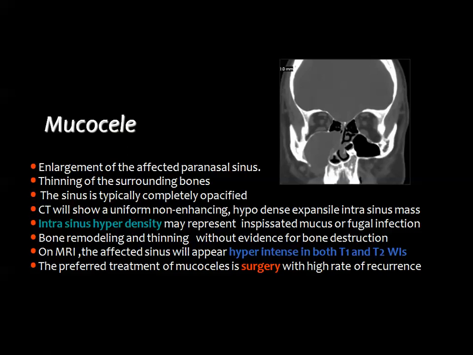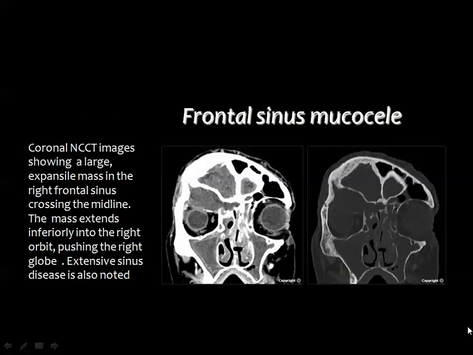And on MRI, the mucocele may appear hyperintense in both T1 and T2 due to the high protein content of the retained secretions. And the treatment of choice for mucoceles is, of course, the surgery. And here you see bilateral maxillary sinusitis and the frontal or frontoethmoidal mucocele. The sinus is expanded and the wall is rarefied. And also, you may appreciate this marginal enhancement, which is seen also in cases of sinusitis.